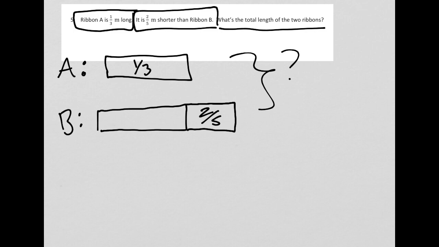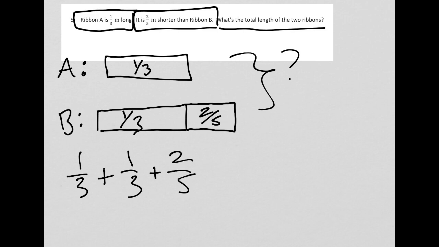Because ribbon B is not just 2/5, it's really 1/3 plus 2/5, because it's ribbon A plus another 2/5. So when I'm thinking about this, I have two options. I can either figure out ribbon B's length right now and then add it to ribbon A, or I can think that really the total is 1/3, because that's ribbon A, plus 1/3, because that's part of ribbon B, plus 2/5. And that will give me the total length because it's made up of those three pieces.